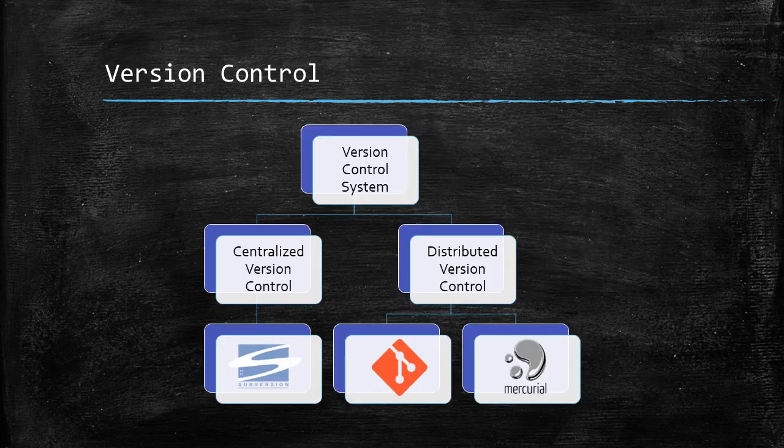Version control is a system that records changes to a file or set of files over time so that you can recall specific versions later. It allows developers to track changes, collaborate on code, and undo mistakes. There are two types of version control systems. First is centralized version control, a central repository that all team members work from. Second is distributed version control, a set of multiple repositories that can be worked on independently.